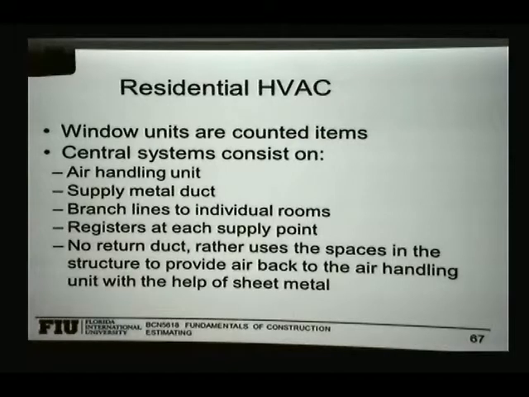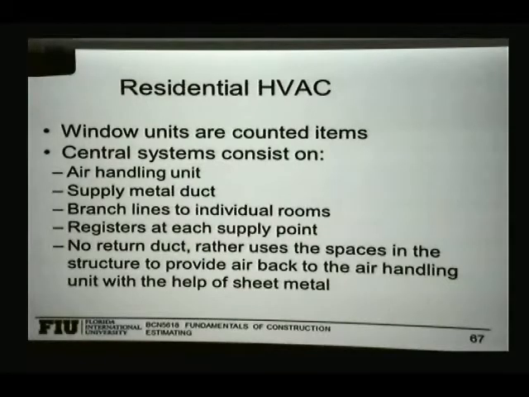Some units are self-contained, so you have one item that goes either through the window or through a wall. Those are counted items, so then you count how many of those you have and you do your estimate.